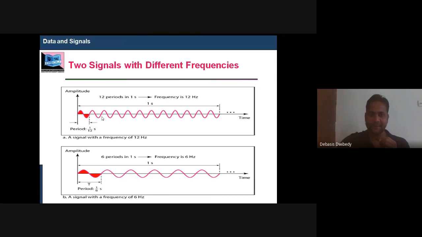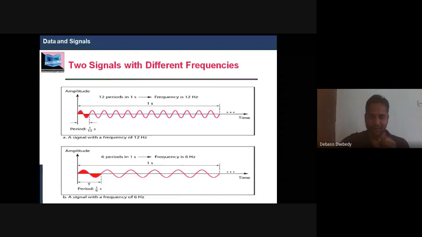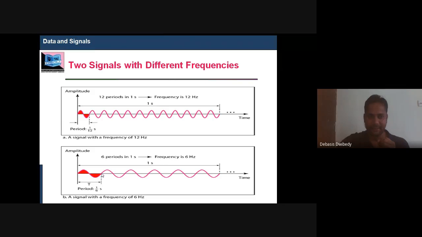Are you getting? So 12 such patterns are repeated in 1 second. This is a pattern, this I have symbolized through dark red. This pattern is repeated 12 times in 1 second. That's why its frequency is 12 hertz. I have mentioned the unit of frequency is hertz. Okay. Now, in contrast, in this example, you will see the pattern. This is a pattern which is repeated 6 times in 1 second.